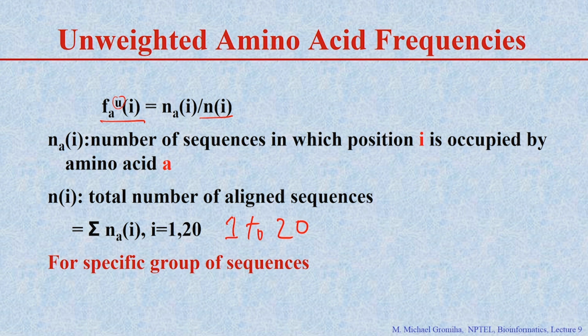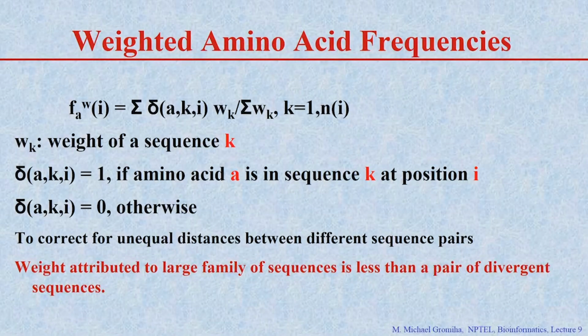So normally we use this for a specific group of sequences which is highly homologous, any specific group, where we expect similar residues at similar positions. So in this case we use unweighted amino acid frequencies for any specific group of sequences. The second one is weighted amino acid frequencies.